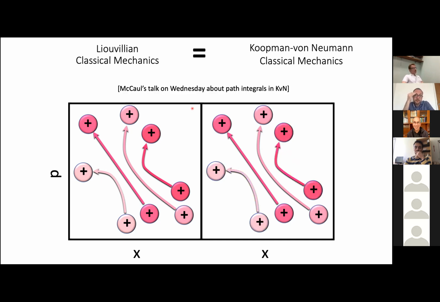I wanted to use this to advertise Richard McCall's talk on Wednesday about path integrals in Koopman-von Neumann mechanics. So path integration formulas also exist in this classical physics in Hilbert space.